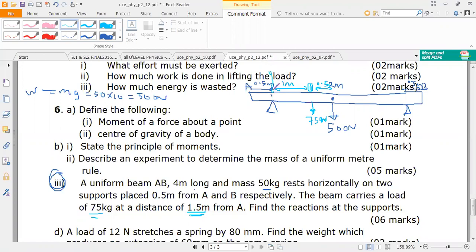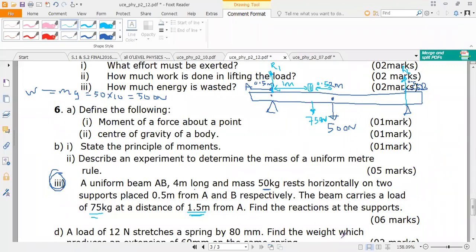At every pivot, there is what we call the reaction, or a normal reaction. So at this pivot, there is a normal reaction, if I call it R1, and also at this pivot, there is also a normal reaction, if I call it R2. For this side, I've called it R1, and for the other side, I've called it R2.